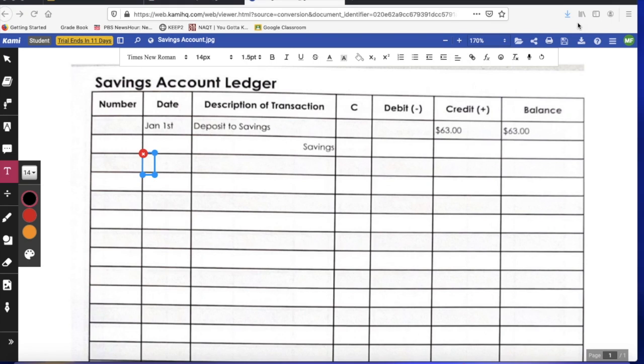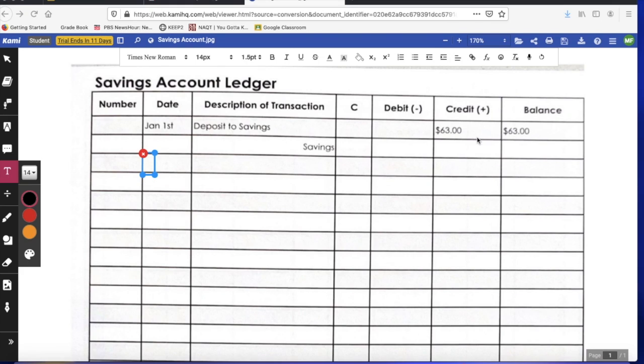As you can see, they have given you the first savings transaction. So January 1st, deposit to savings. You can't tell in here, but if you look in your workbook, this first line is going to be gray. You're going to give the description over here on the left side, and then you're going to actually put what account. So we're going into savings here on the second line on the right side.